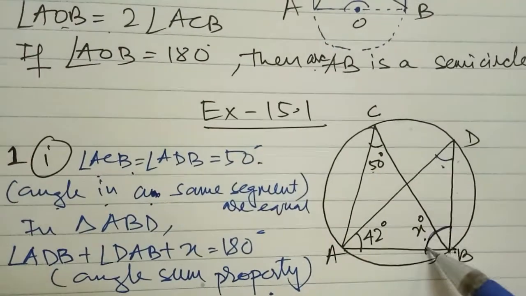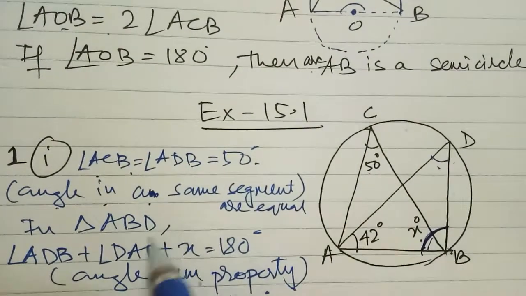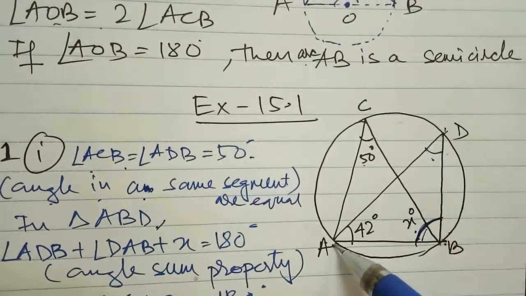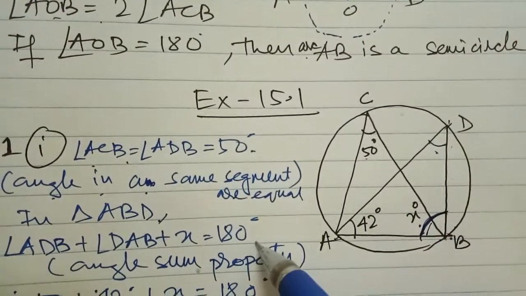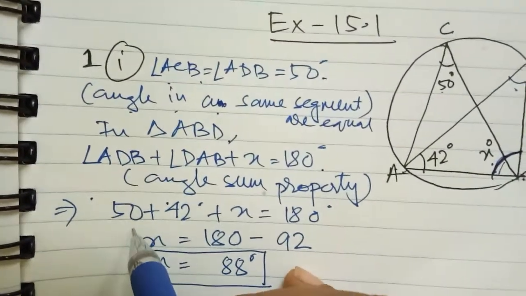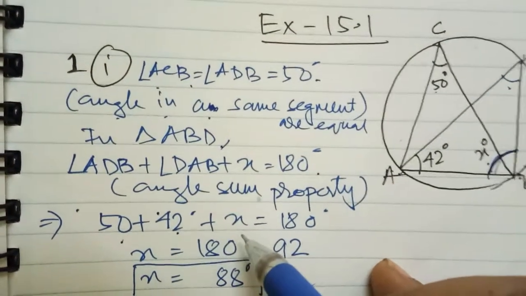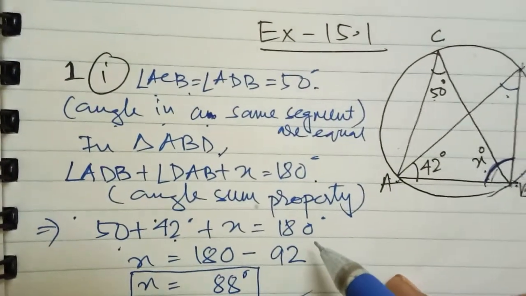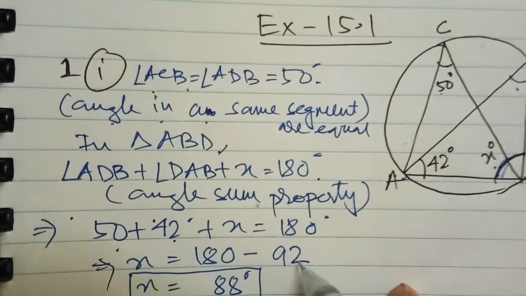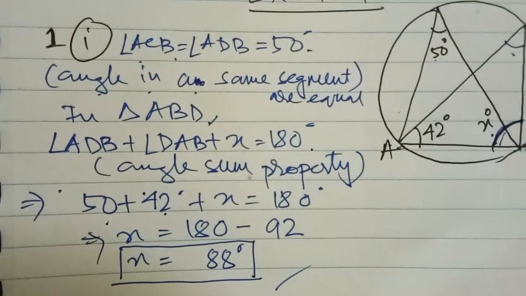Now our target is to find the value of x. X means this full angle, not this particular angle. This full angle you have to find out. Then I have written, in triangle ABD, angle ADB plus angle DAB plus angle x equals 180 degree. Why? Angle sum property. Now this angle is 50 degree and this is 42 degree. Substituting the values, we get x equals 180 minus 92. Then x equals 88 degree.